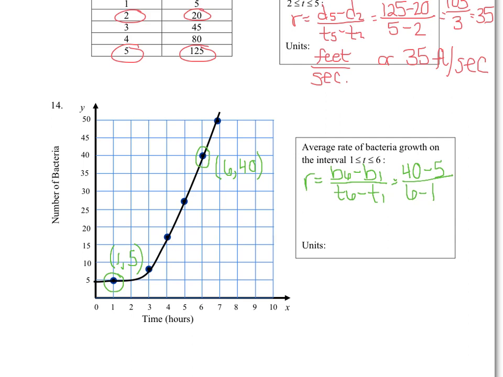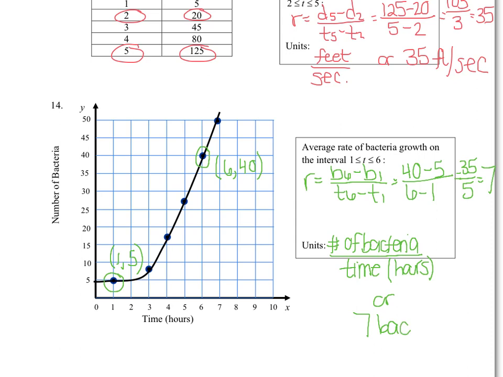Well, again, I'm going to jump down to the units really quick. My bacteria is on top, so number of bacteria is in my numerator, divided by my time in hours. 40 minus 5 is 35, 6 minus 1 is 5, and together that equals 7. So really what I have is 7 bacteria per hour. And these are the units you should use. So a little bit simplified from what I wrote here. Bacteria per hour.